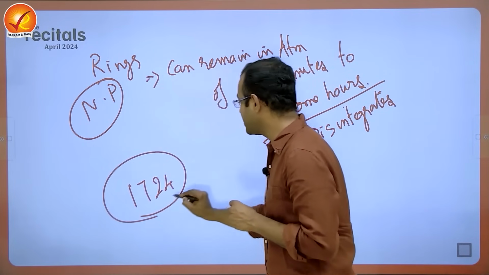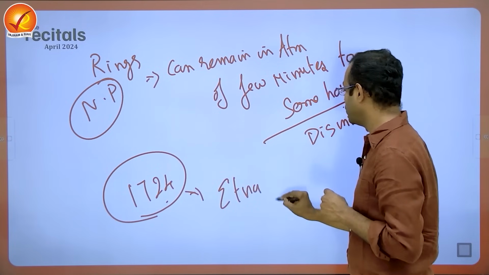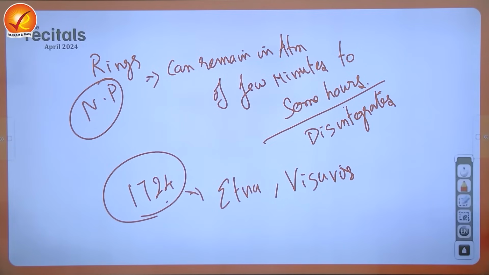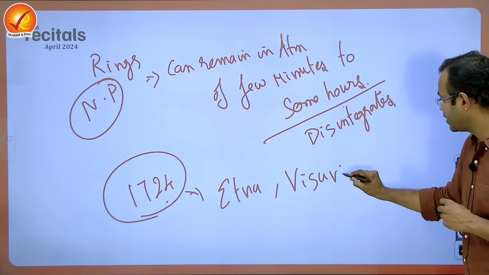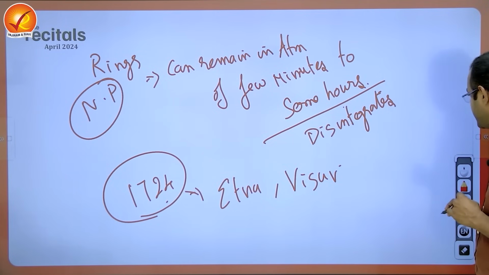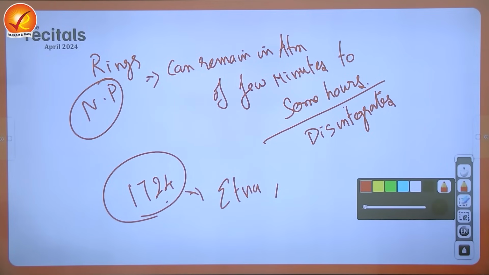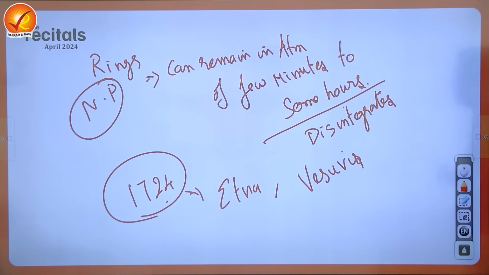The volcanic vortex rings were for the first time recorded in 1974 in Mount Etna and Mount Vesuvius. Hope copied.